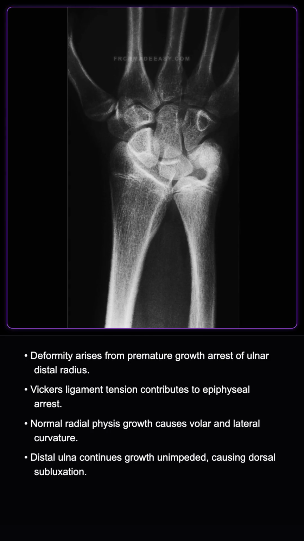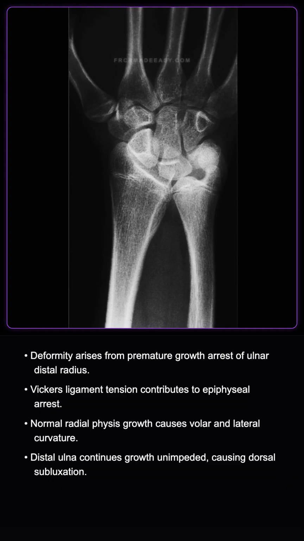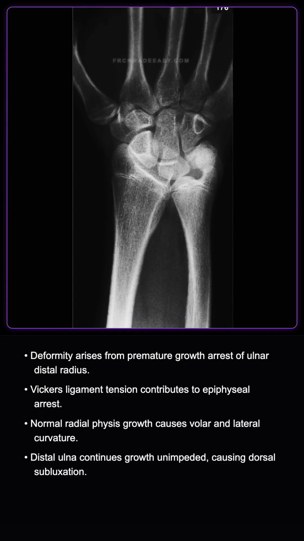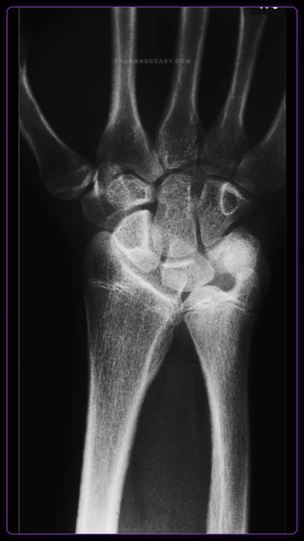and ulnar direction. This causes the distal radius to tilt, creating a V-shaped gap into which the proximal carpal row, specifically the lunate, becomes wedged. The distal ulna continues its longitudinal growth unimpeded, leading to its characteristic dorsal subluxation. How would you manage this patient as a radiologist?